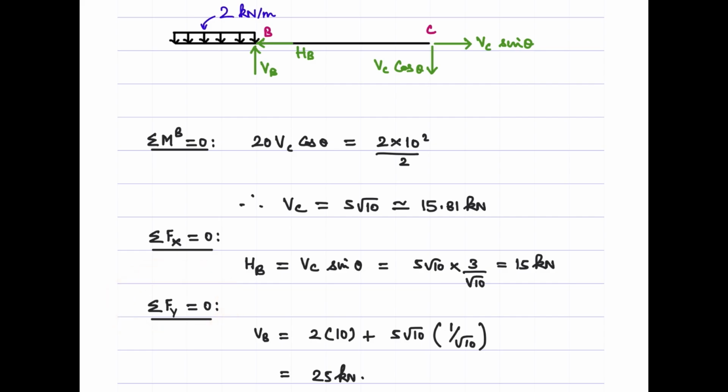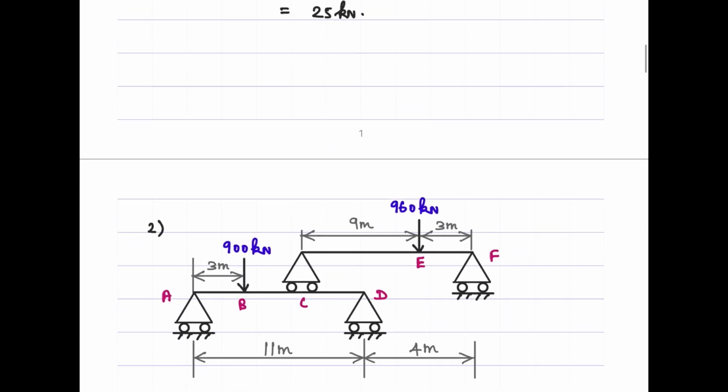Just invoke that equation. It says that sum of upward force is equal to sum of downward force. The only upward force here is VB, which is equated to the sum of downward forces. Sum of downward forces are due to this UDL and then VC cos theta. So this UDL's contribution is given as 2 into 10, where 10 is the span's length, and then this is VC into cos theta. So once you use those values, you can see that VB equals 25 kN. Right. That's all. We go to the next problem.